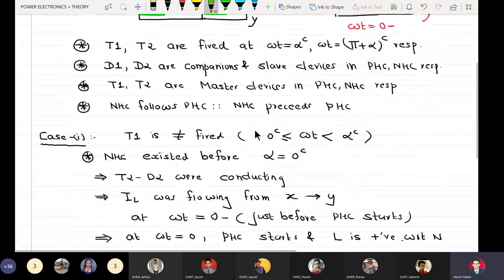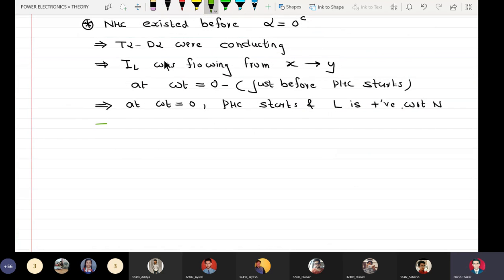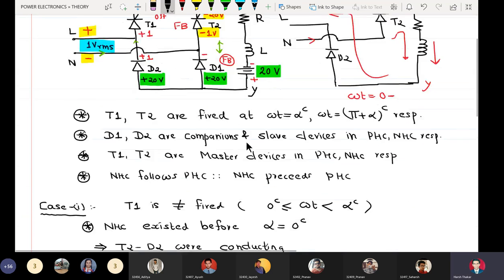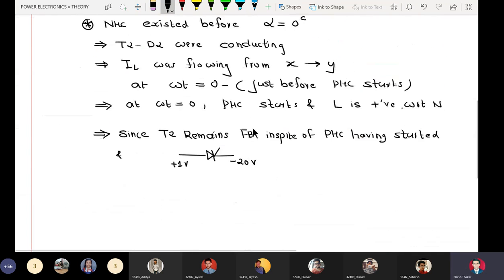Okay. So I can write down here that since T2 remains forward biased in spite of the PHC having started, and minus 20 volts and plus 1 volt. No, not like that. It's minus 1 volt.